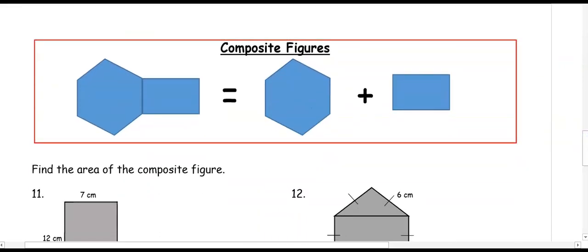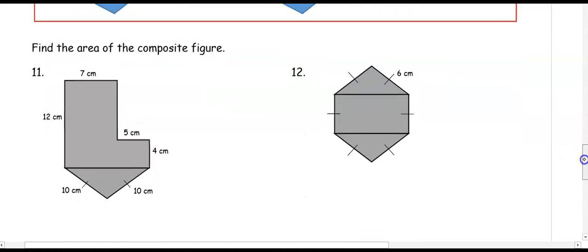Next, we have composite figures. A composite figure is a shape or multiple shapes that are put together in order to create a bigger one. So in this case, we have a hexagon and a rectangle together. If we split them up using this line right here, we would have a hexagon and a rectangle. So let's look at finding the area of a composite figure.